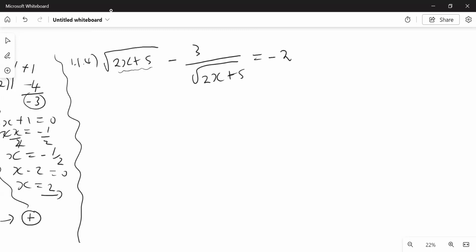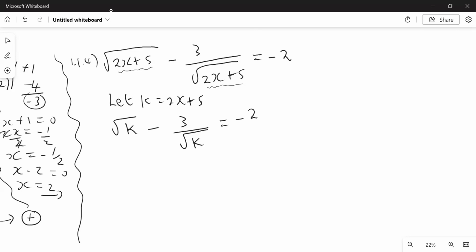2x plus 5 is exactly the same as 2x plus 5. They're both the same, right? So if we have two things which are the same, we can apply the K method. So let K equal 2x plus 5. Whenever I see 2x plus 5, I'm substituting K. So we have square root of K minus 3 divided by square root of K equals negative 2. From here, our denominator is square root K.